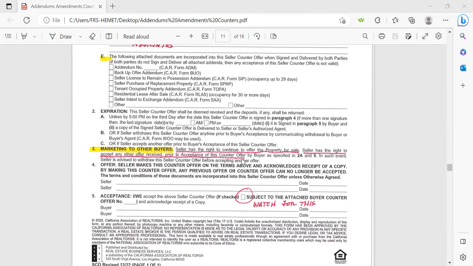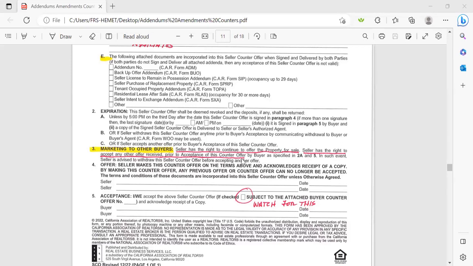So if we're dealing with a hot property that's got multiple offers on it, we may really want to think about how quickly we get this signed and back over to the other agent, or whether or not we want to even mess with the counter offer, or whether we're comfortable with the offer that we presented. We just need to think those through, because those definitely could impact us.